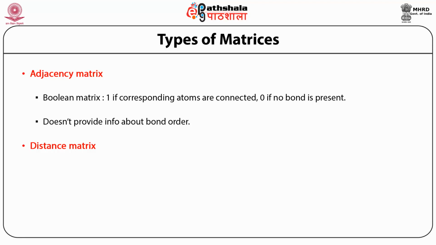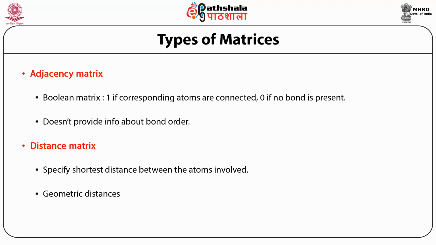Whereas the distance matrix gives the shortest distance between two atoms. This distance can be depicted by geometrical distance, meaning the actual distance, or topological distance, that is, how many bonds one has to traverse to go from one point to another.